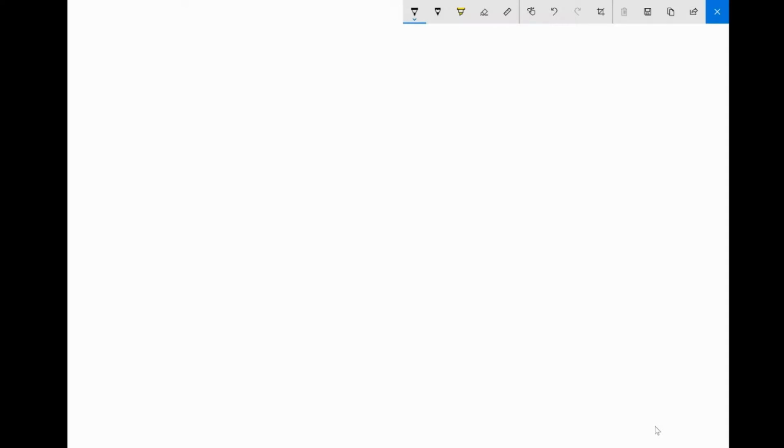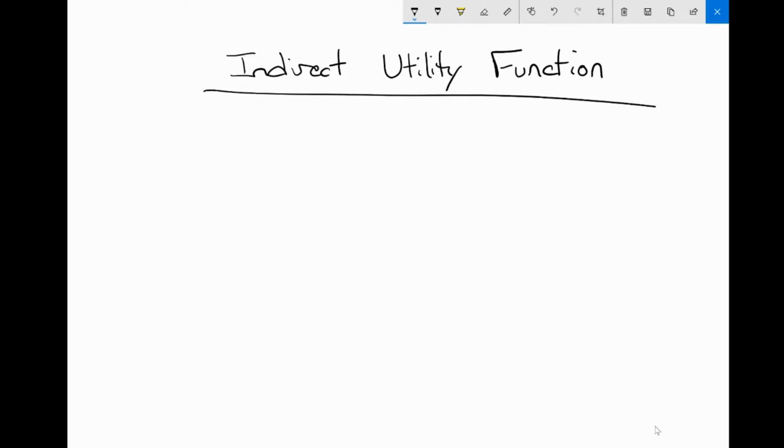Gallenstein, and I'm back again for a quick lecture, kind of a follow-up lecture on the utility maximization lecture that I recently did. In this lecture, I'm going to talk about the indirect utility function. The indirect utility function. All right, and I'm just going to jump right into it.